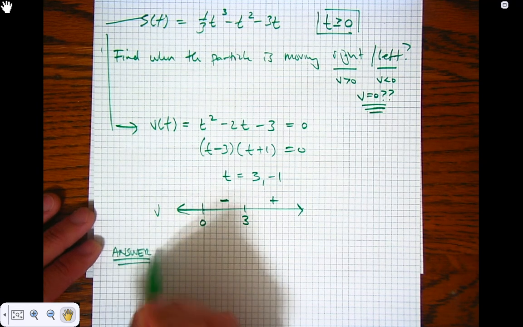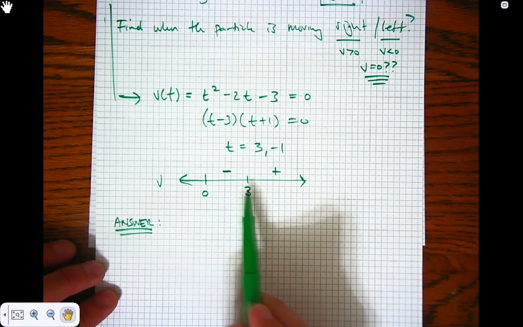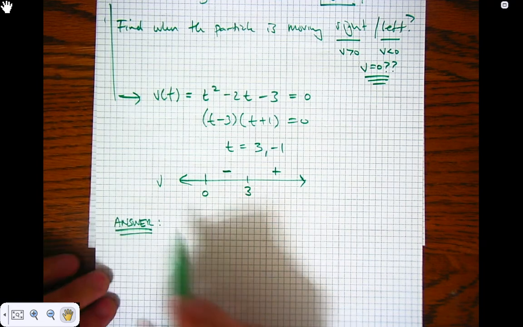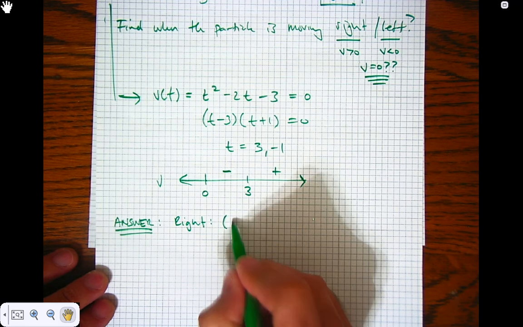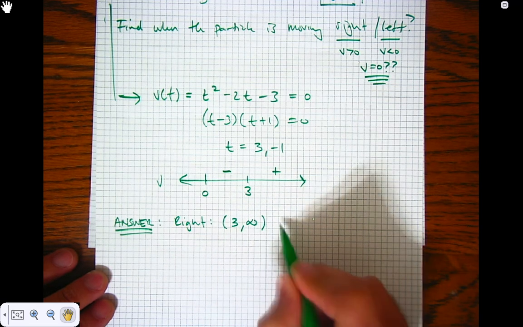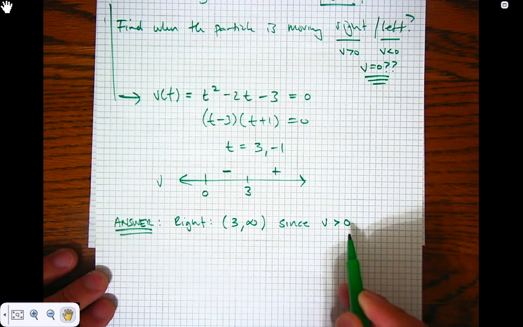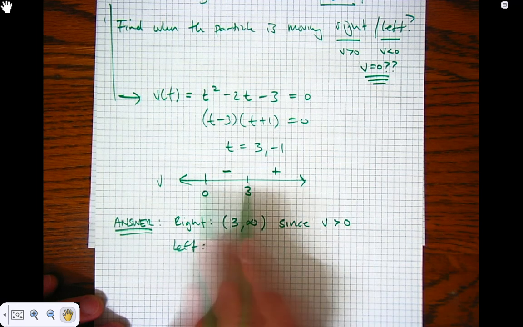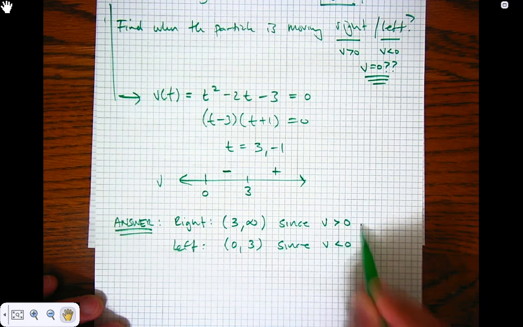on your test, the solution you need to give me is the interval and a definition justification as to why. So you're going to say this thing is going right from 3 to infinity, and you need to say since velocity is positive. You have to say that. There's no other way that they accept it on the AP exam. Then you're going to say left from 0 to 3 since velocity is negative.